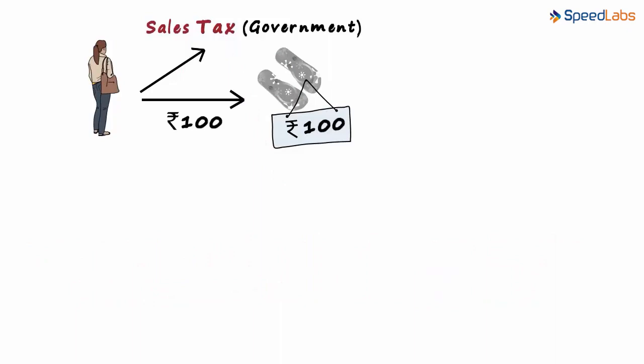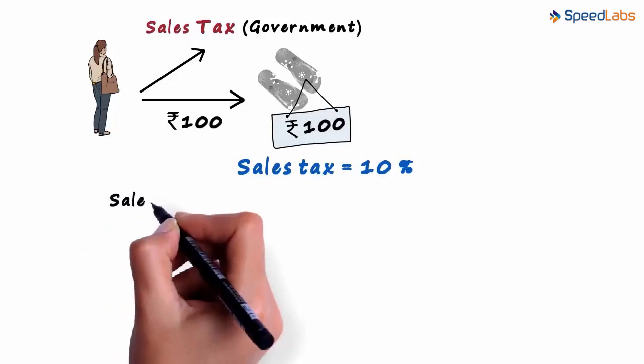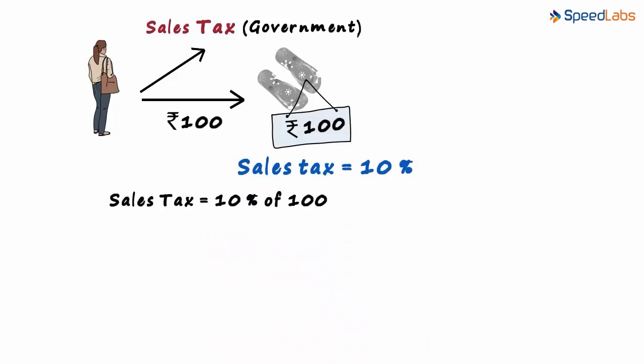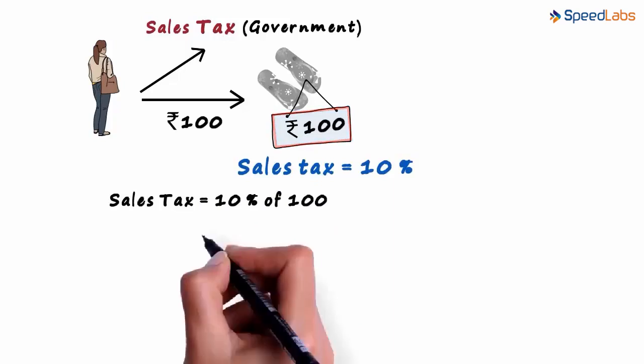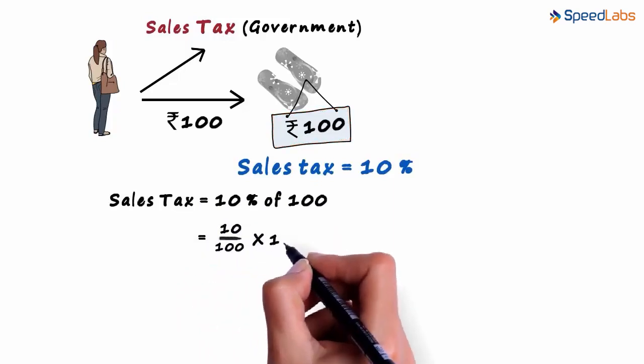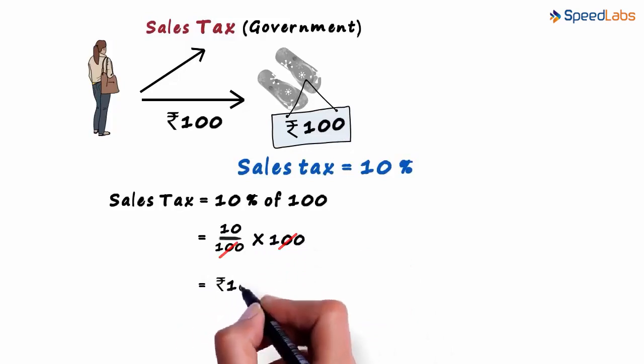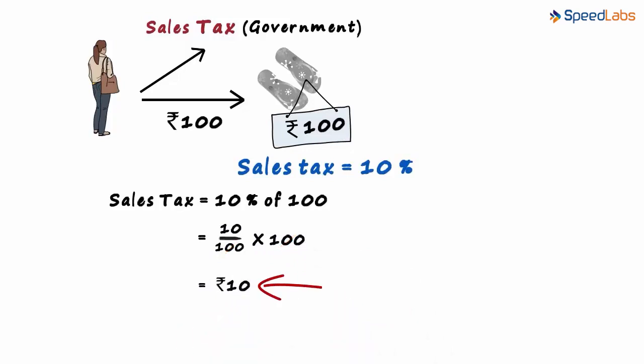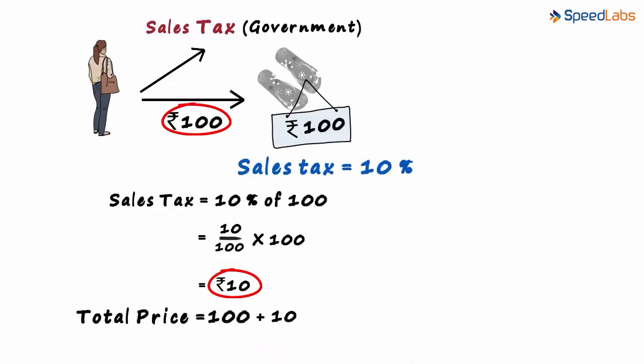Assume the sales tax rate is 10%. Now let's calculate the tax that this lady will have to pay. The sales tax will be 10% of 100 rupees. We consider 10% of the marked price. That will be 10 by 100 multiplied by 100, which equals 10 rupees. This is the additional amount the lady will have to pay over and above the marked price in order to buy the slippers. So the total price of the slippers will be 100 rupees plus 10 rupees of tax, and that amounts to 110 rupees.